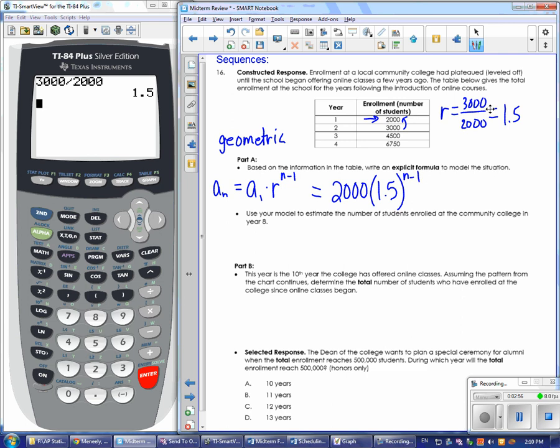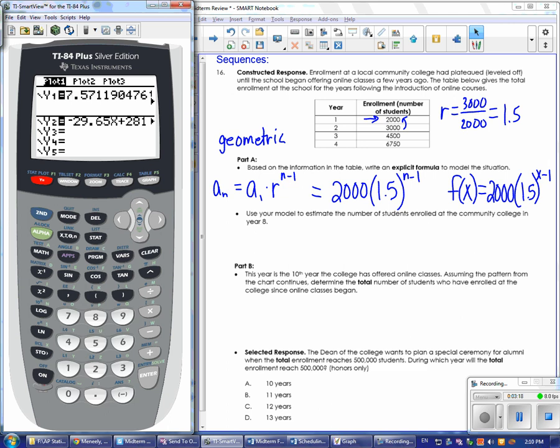If you want to write this as a function, you certainly can. In that case, we'd use notation like f of x, and then we'd say f of x is equal to 2,000 times 1.5, and then instead of using n, I would raise it to the x minus 1 power. It really doesn't matter. But if I want to double check that that formula is correct, I'm going to go into y equals and type it in. So I'm going to clear out the two equations that are in there now and enter my formula. So 2,000 times 1.5, and I'm going to raise that to the x minus 1.